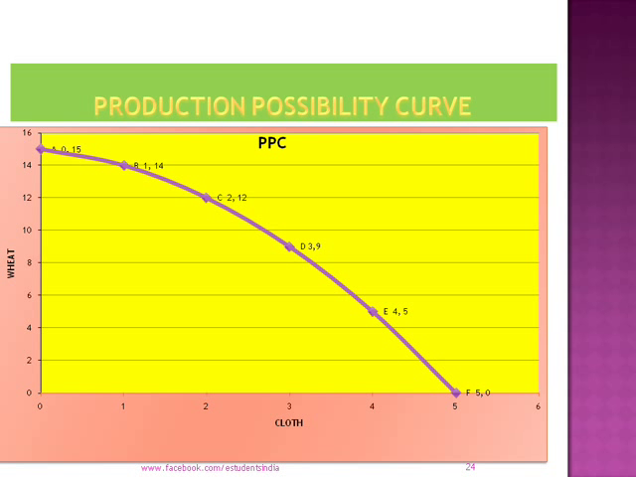It shows the various combinations of two goods which the economy can produce with a given amount of resources and a given technology. It illustrates that an increase in the production of cloth necessitates a decrease in the production of wheat. As we move from A towards F on the production possibility curve, we sacrifice some units of wheat for having more of cloth. On the other hand, if we move up from F towards A, we will be giving up some of cloth for the sake of more of wheat.